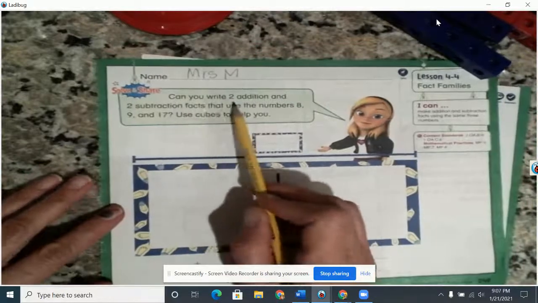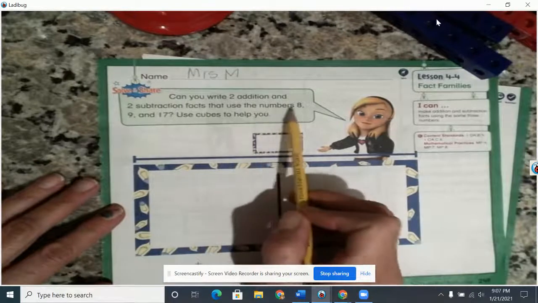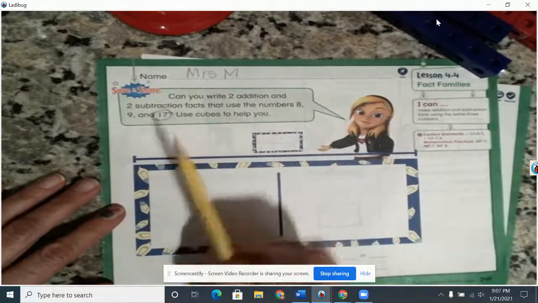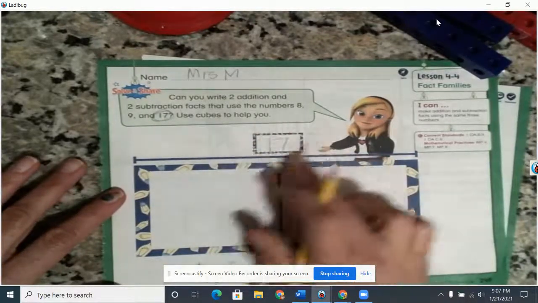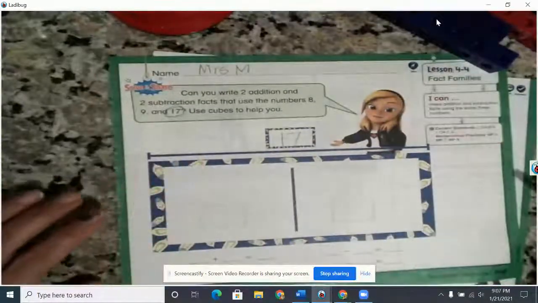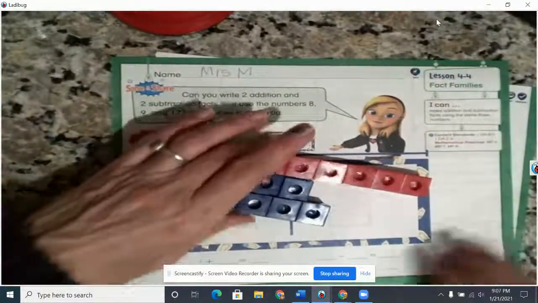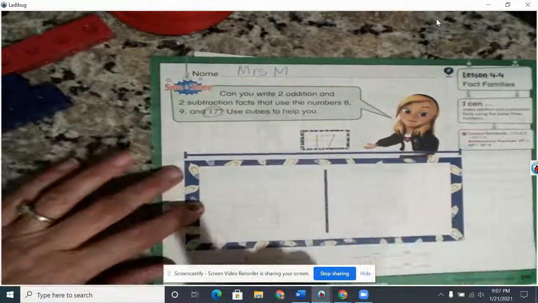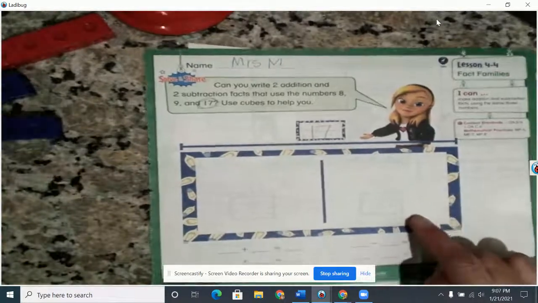It says, can you write 2 addition and 2 subtraction facts that use the numbers 8, 9, and 17? Since 17 is the biggest number, we know that's going to be in the whole spot. That's where the whole number goes. This is where the parts go. They made it big because it did say that you can use cubes to help you. So you might want to use cubes. So you would need to do 17 cubes total, and then you're going to put 9 in one spot and 8 in the other spot.